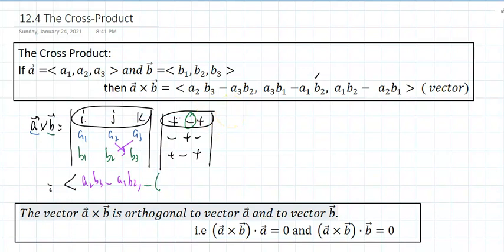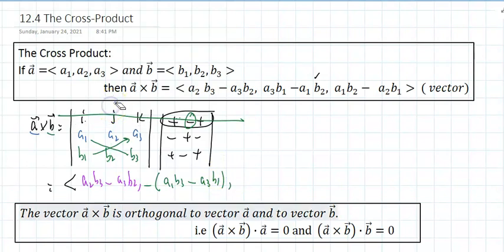If I look at the J component, I cross its row and column. What's left is A1, B3 minus A3, B1. The determinant of a 2 by 2. And if I look at the K component, cross K's row and column, I'm left with A sub 1, B sub 2 minus A sub 2, B sub 1.